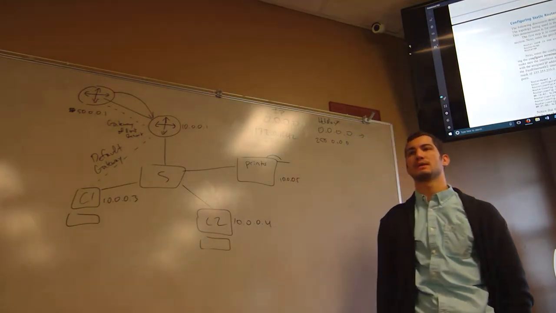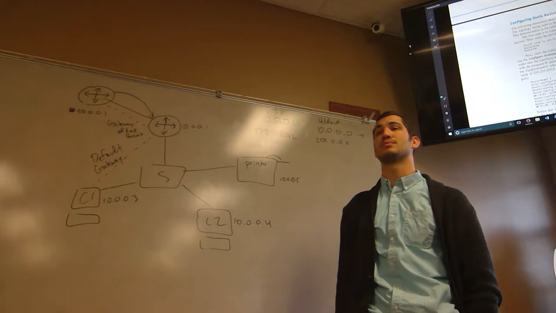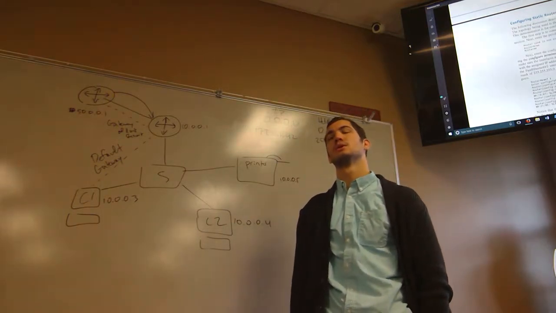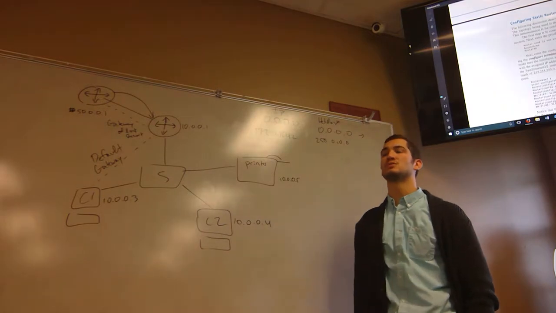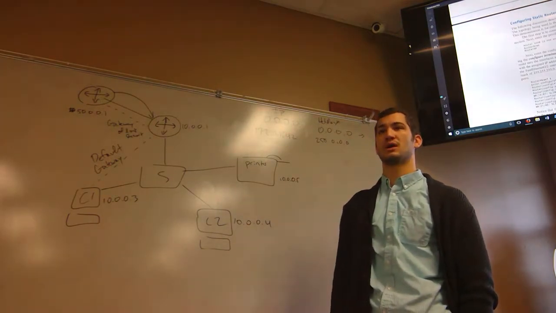Well, you wouldn't want to use a website like YouTube because YouTube is spread over a bunch of different servers and a bunch of different IP addresses. So you'd have to know all of YouTube's IP addresses. So static routing is more for internal stuff.